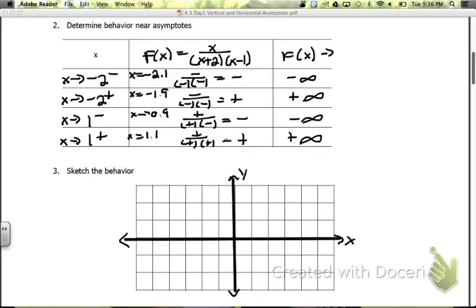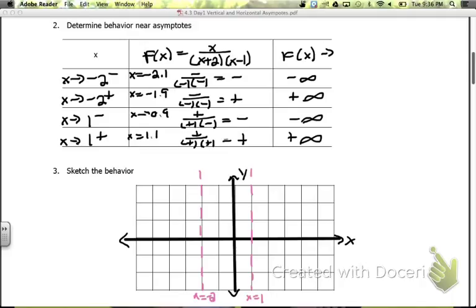Now, in part 3, we want to sketch the behavior. When we're sketching this behavior, what we're going to do first is draw in our asymptotes. So our first asymptote is at x equals negative 2, and our other one is at x equals 1. And then we're going to look at our behaviors here.